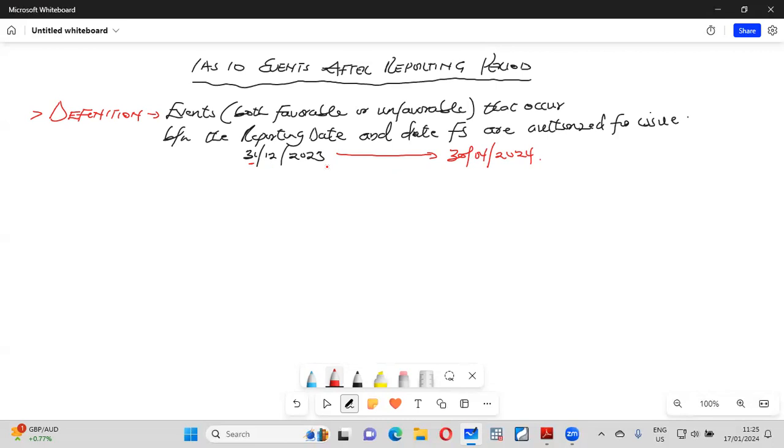All you're supposed to know for the purposes of your exam and your understanding of the standard is that the standard broadly categorizes these events into two. We have the adjusting events, and we have the non-adjusting events.